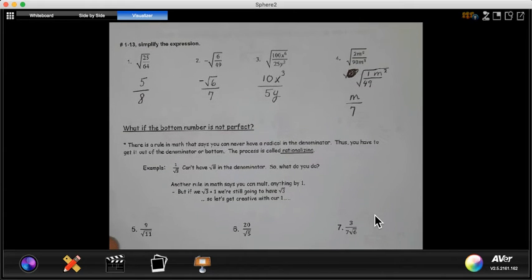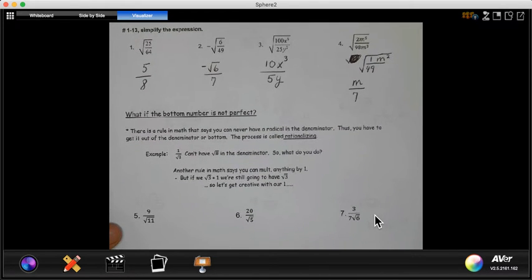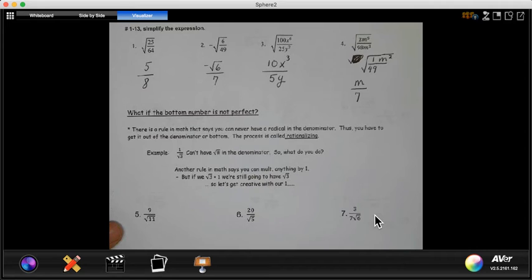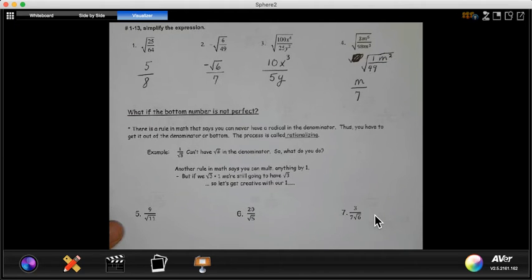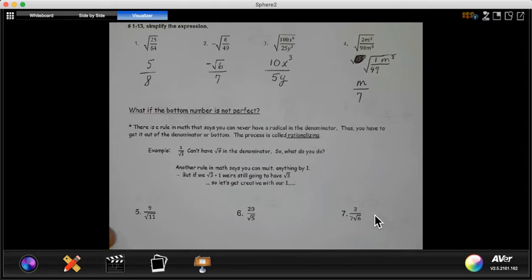What if the bottom number is not perfect? There is a rule in math that says you can never have a radical in the denominator. It's an old-fashioned rule that somebody came up with a long time ago, so thus you have to get it out of the denominator or on the bottom. This process is called rationalizing. So whenever I do my little fancy trick, it's going to be called rationalizing the denominator.